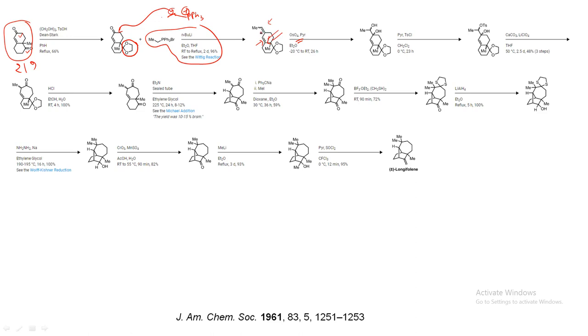This is an exocyclic double bond and prone to attack. That's why this is more accessible, the exocyclic double bond, and that's why the diol is formed on the exocyclic double bond, not at the ring junction, not in the ring. After that, with pyridine and tosyl chloride, we make this. OTs is nothing but a good leaving group, and this particular condition is a basic medium.